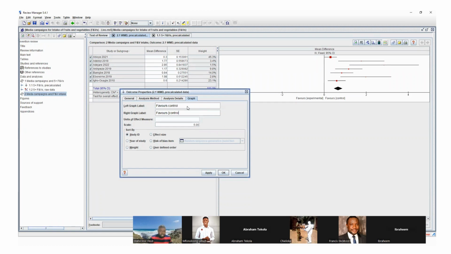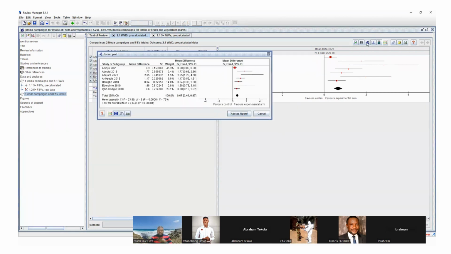And this should be "favors experimental arm." If you click apply, you can see that this has changed. Okay, you can bring up the forest plot, and it looks exactly the way that we expect it to look. All right, so we can correct that, the slide.